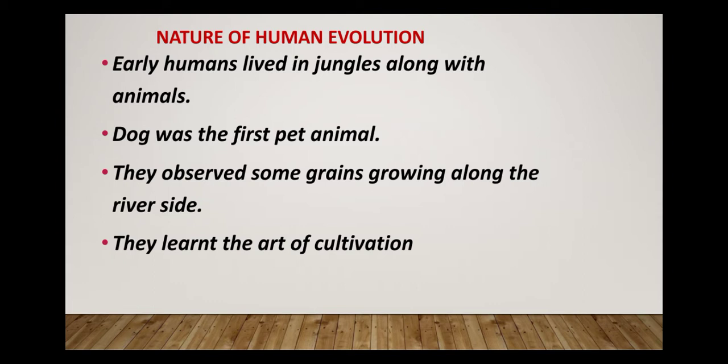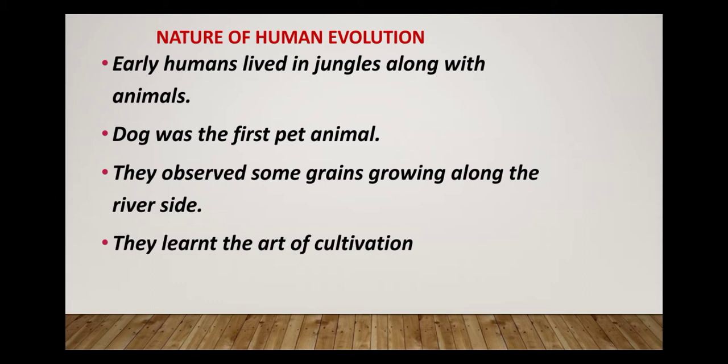At first, dog was their good companion. Wild animals ran away when dogs barked. So dog was the first pet animal of early humans. They took it wherever they went. Later they started rearing cattle and the dog was very useful to them.